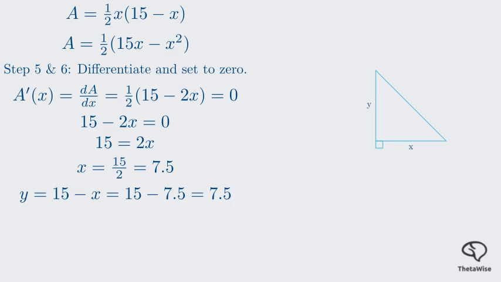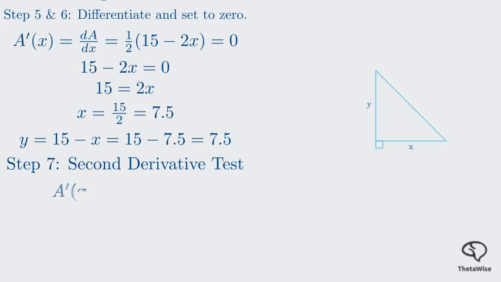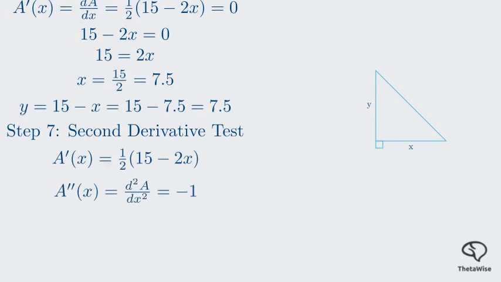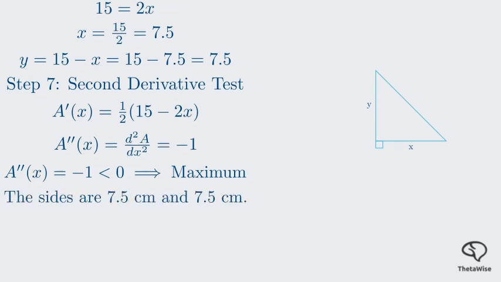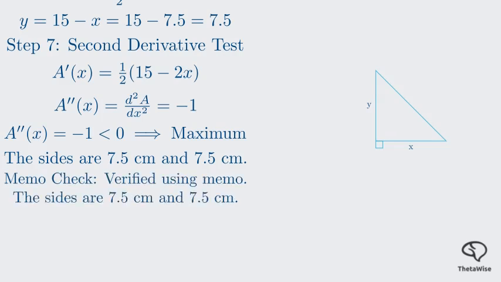Just for practice, let's use the second derivative test, step 7, to confirm this is a maximum. The first derivative, A prime of x, was 1/2 times 15 minus 2x. The second derivative, A double prime of x, is 1/2 times negative 2, which is negative 1. Since the second derivative, negative 1, is less than 0, we have confirmed that x equals 7.5 gives a maximum area. Therefore, the sides of the right-angled triangle that maximize the area are both 7.5 centimeters long. Let's check the memo. It says the sides are 7.5 centimeters and 7.5 centimeters, verified.